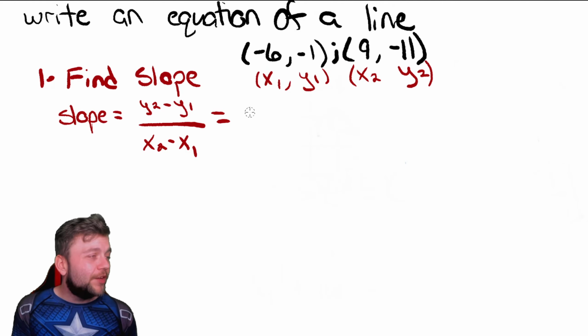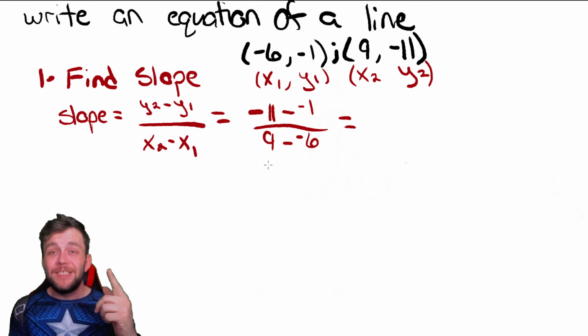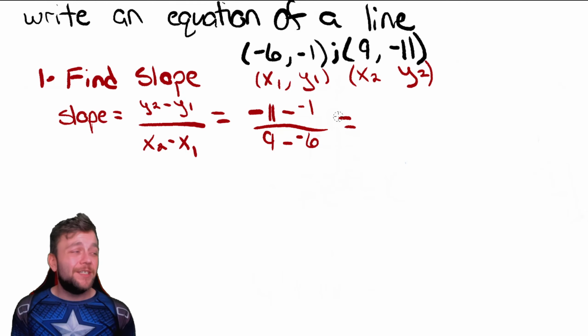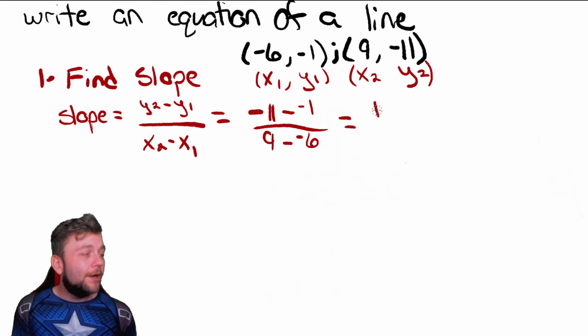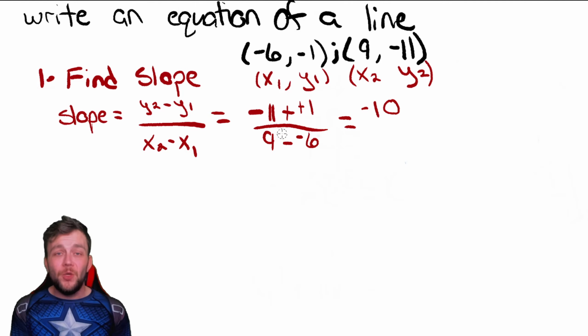So we have -11 minus, our y1 is -1, all over x2, which is 9, minus a negative 6. What is a negative 11 minus a negative 1? That is a negative 10. You add. The signs flip on you, okay?